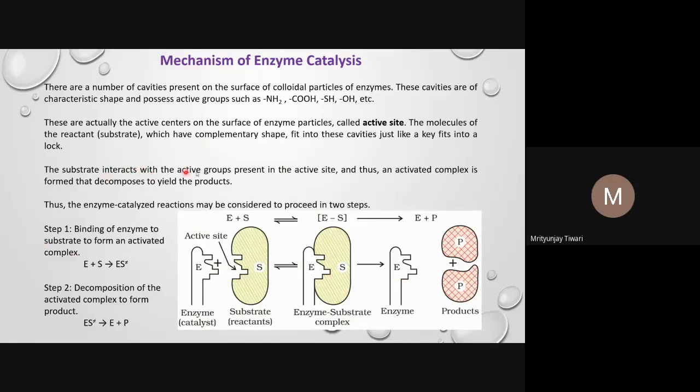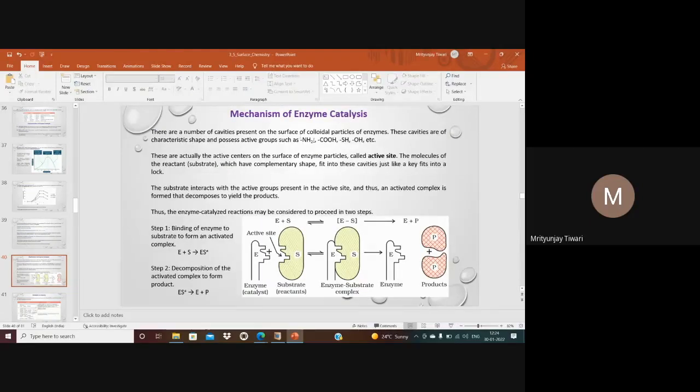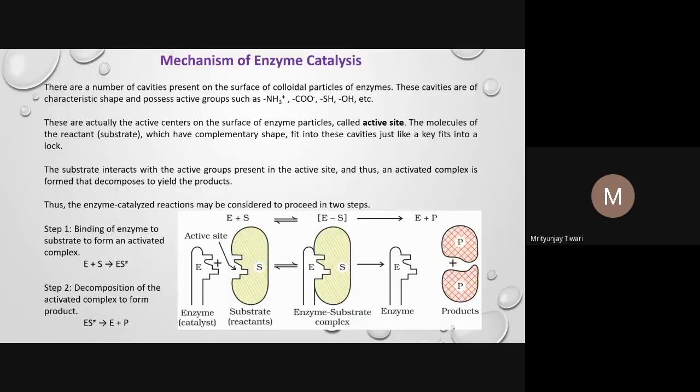So the substrate interacts with the active groups present in the active site. On the active site, some active groups are there, as you see: COO minus and NH2 plus. I can write this as COO minus, which is better at pH 7, because this gets deprotonated and this gets protonated. This is an acid, this is a base. So the base will abstract the proton, and this will exist in this form mostly.